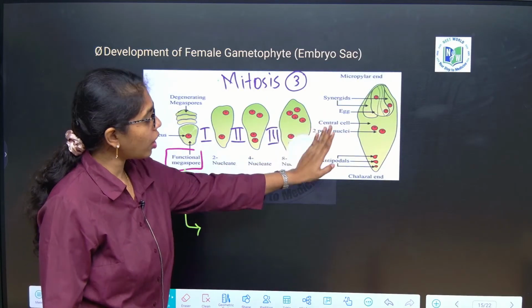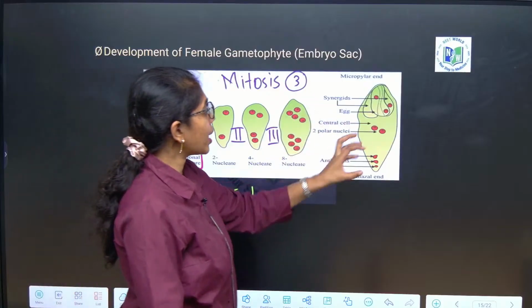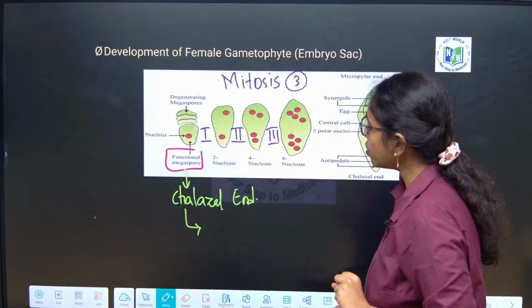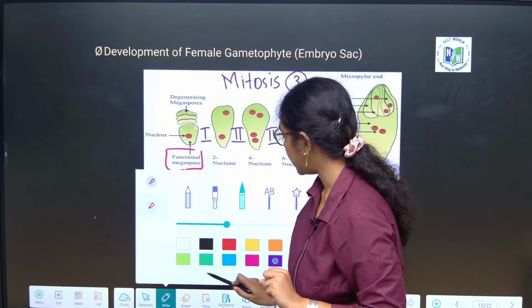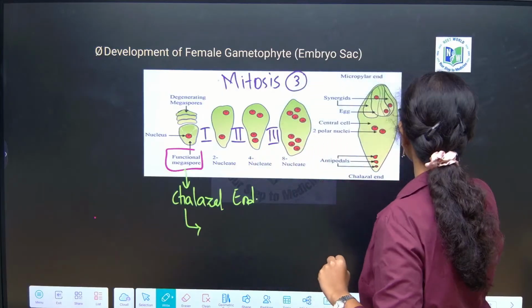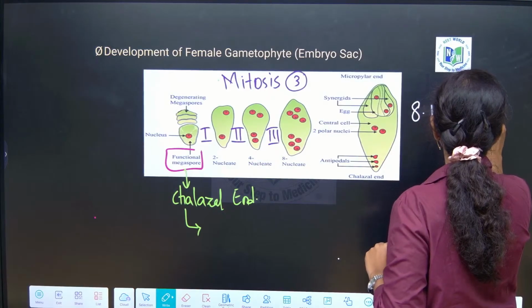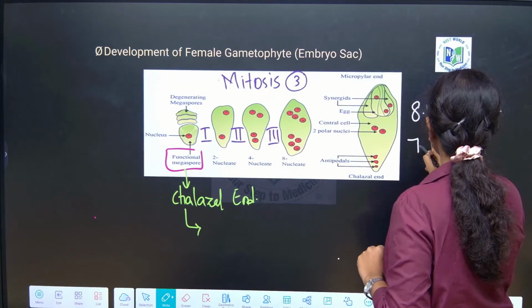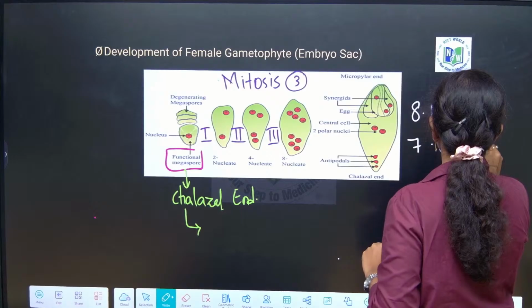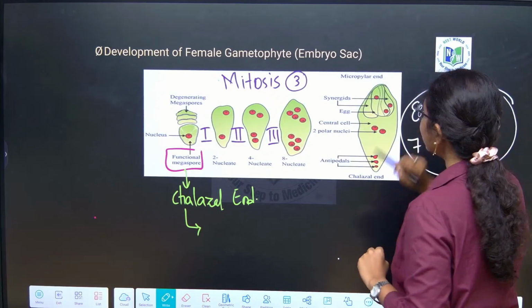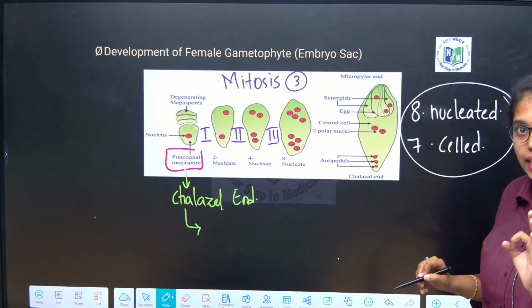After the third mitotic division, you can clearly see the 8 nucleated 7 celled condition, which is the embryo sac. What is that? 8 nucleated 7 celled condition. Fine. So, this is the 8 nucleated 7 celled condition.